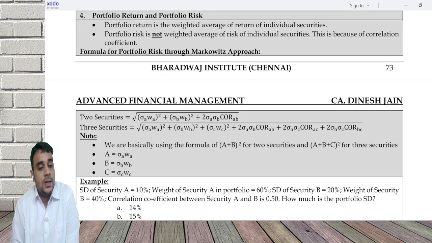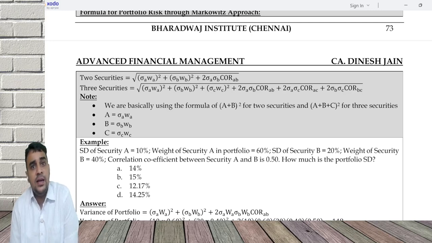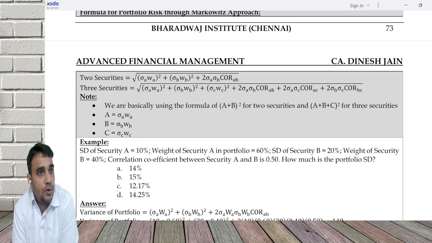Two securities: sigma A WA square, sigma B WB square, 2 sigma A, sigma B, correlation AB. Three securities: sigma A WA square, sigma B WB square, sigma C WC square, 2 sigma A, sigma B, correlation AB, sigma B, sigma C, correlation BC, sigma A, sigma C, correlation AC. You will have to keep attaching the correlation. We are basically using the formula of A plus B the whole square or A plus B plus C the whole square. You can even go to A plus B plus C plus D the whole square. ICI has not tested more than 3 securities, but I can keep doing this anywhere.